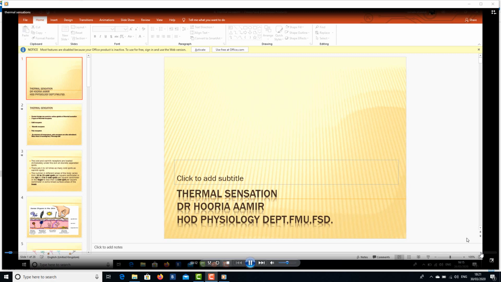Today's lecture regarding the thermal sensation. Today we are going to learn about the pathways which are related to temperature as well as to pain. As we are actually doing the sensory nervous system, as we have already done the dorsal column, medial lemniscal system and so on, today we are going to conclude the sensory system with temperature and pain. So let's talk about what thermal sensations are.